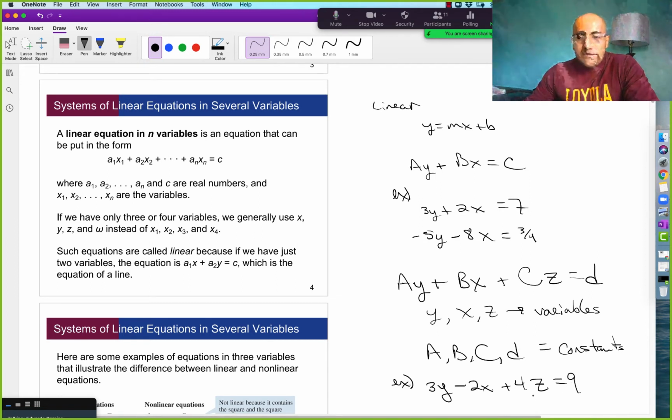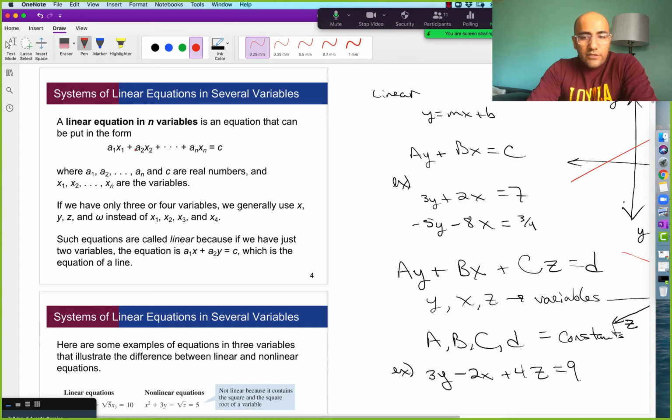Then we move over to this notation, where we stop throwing in x, y, z. We just label them all x, but subscript them: x sub 1, x sub 2, x sub 3, all the way out to x sub n. So this is n variables in this equation. And all the a's represent constants. A sub 1 is the constant in front of x sub 1, a sub 2 is the constant in front of the second variable, and so on and so forth.